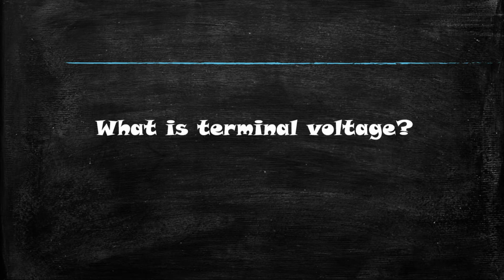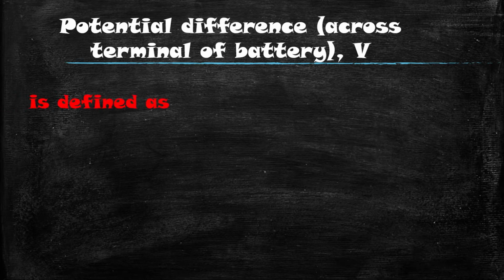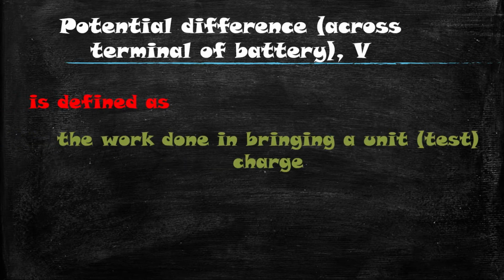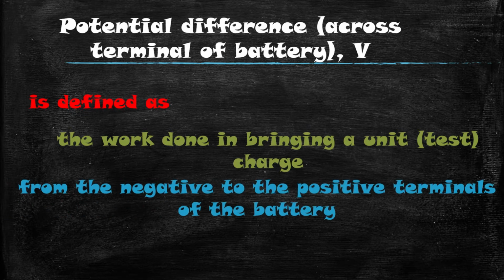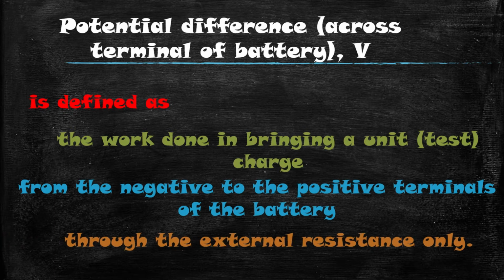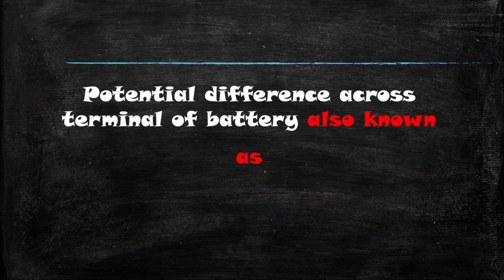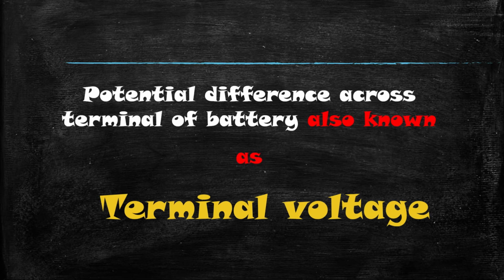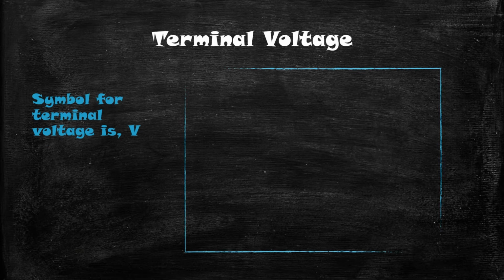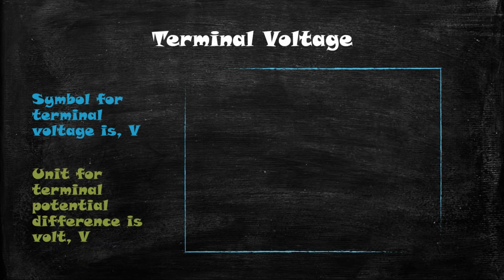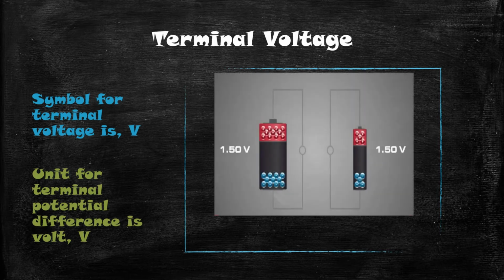What is terminal voltage? Potential difference across the terminals of a battery, V, is defined as the work done in bringing a unit charge from the negative to the positive terminal of the battery through the external resistance only. It is also known as terminal voltage. The symbol for the terminal voltage is capital V, and the unit is the volt.